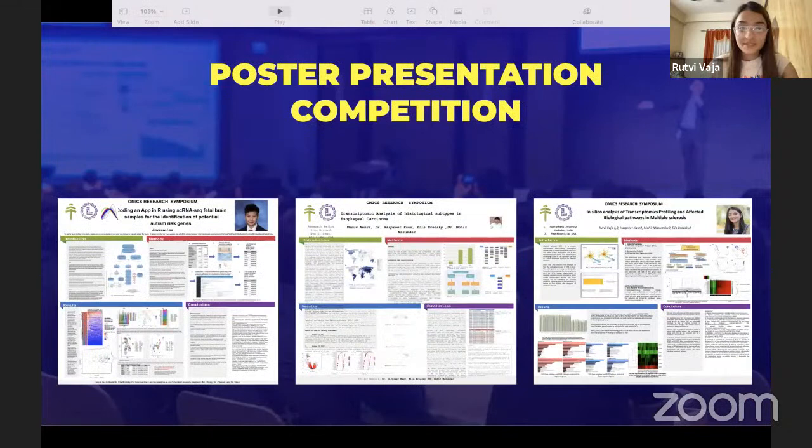For the poster presentation competition, these three posters won the first prize, second prize, and the best citizen science project prize last year. You get amazing prizes and exposure to the peer reviewers and industry experts, which is something we do not usually get in all conferences.